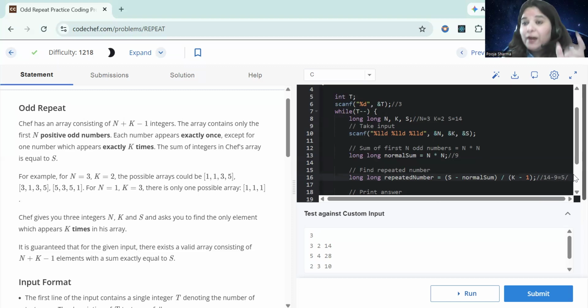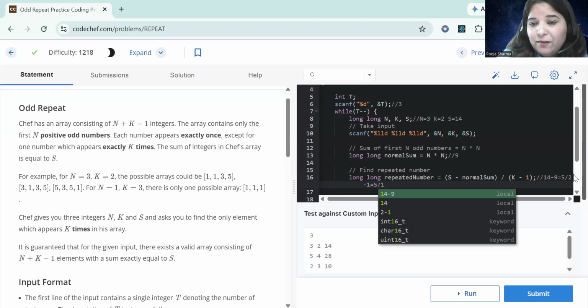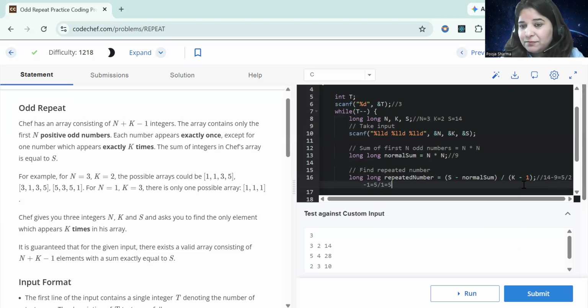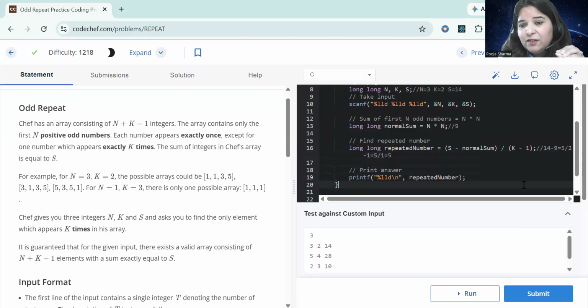Now, it should be divided by k minus 1. Why k minus 1? Because k is the number of times the element has been repeated, but we only need 1. Like they are saying k equals 2, means there must be some number which is coming twice, but we only need it 1 time. So that's why k minus 1, right? 2 minus 1 will give you 1. So 5 divided by 1 will give you 5, right? And then you will print the number, that is 5.